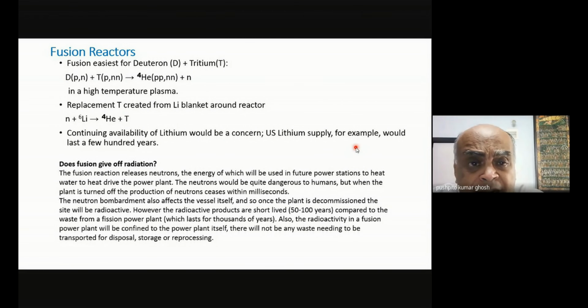Now, but there are problems. What all the people in the world are looking at is the deuterium-tritium reaction. As I told you, it produces helium and releases a neutron. Now, what does a neutron do?